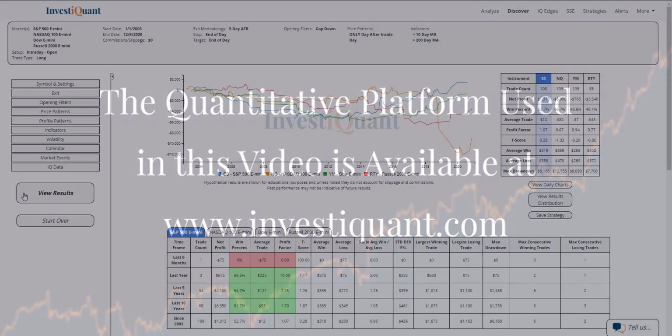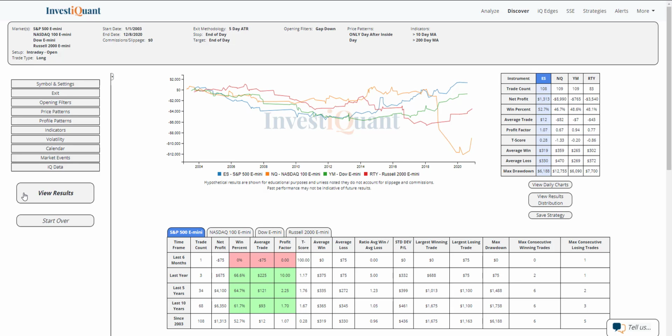And here we go. These are the results of going long at the open, 9:30 a.m. Eastern Time, exiting at the close, which is 4:15 p.m. Eastern Time, when you gap down the day after an inside day that took place above a 10 and 200 day simple moving average. Historically, we've got a little over 100 samples in the S&P, 108 there dating back to 2003. We've got 109 samples in the NASDAQ, 109 samples in the Dow, and the Russell has 83 samples.